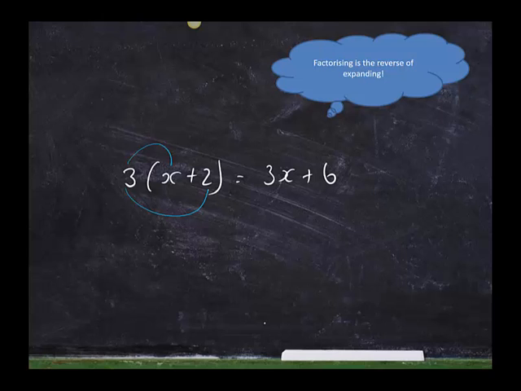We say what goes into 3x that also goes into 6? Well, they both divide by 3. So we put the 3 out the front of our bracket. Then we divide 3x by 3 and we're left with x. And we divide 6 by 3 and that cancels down to 2. So as you can see, expanding and factorising are inverse or reverse operations.